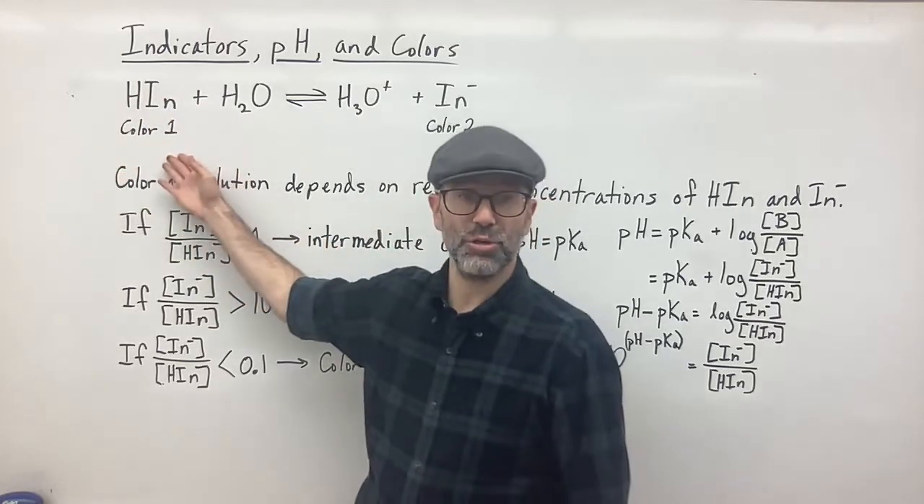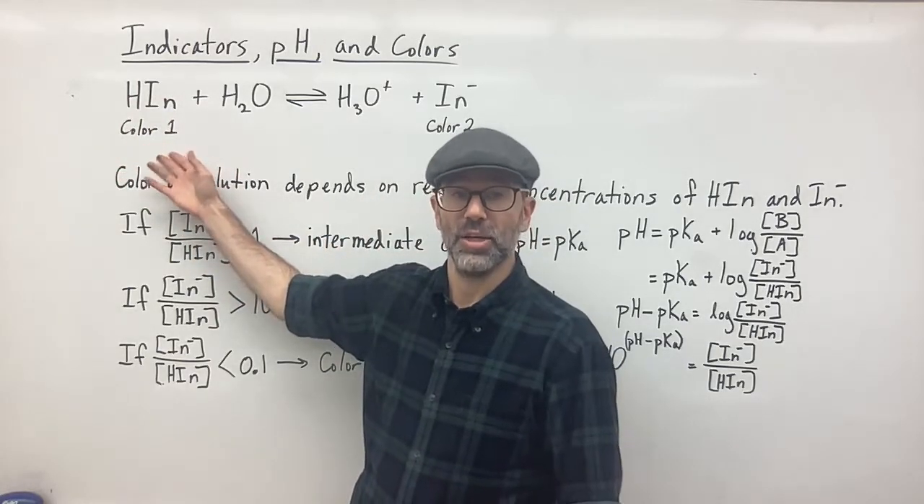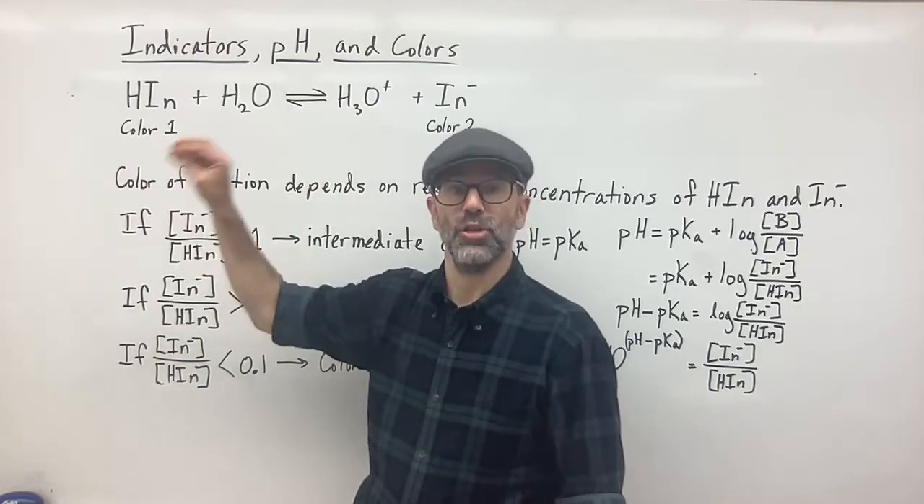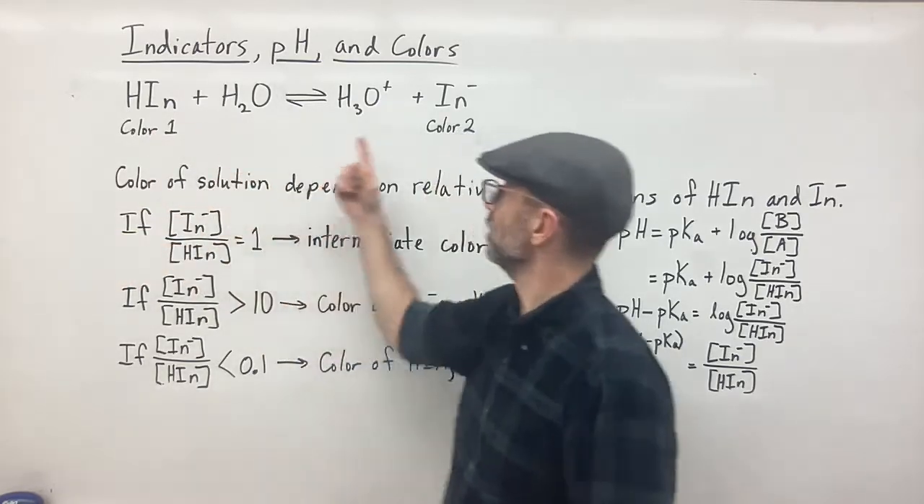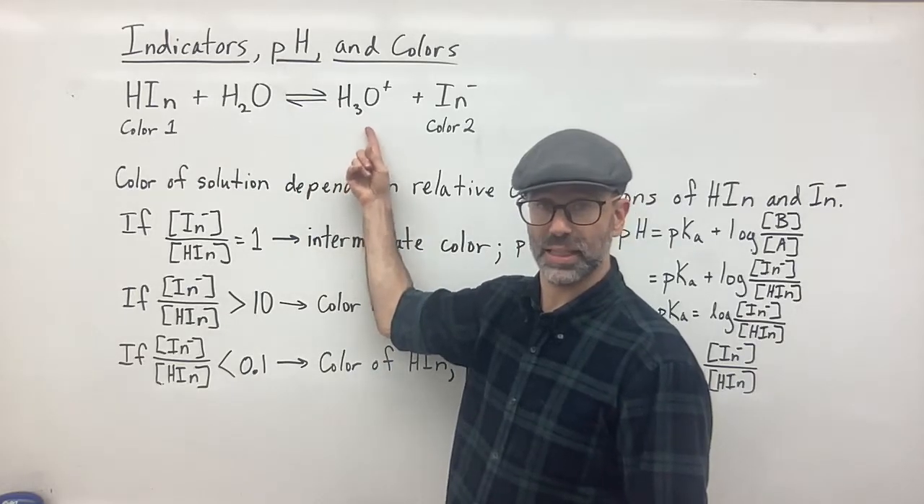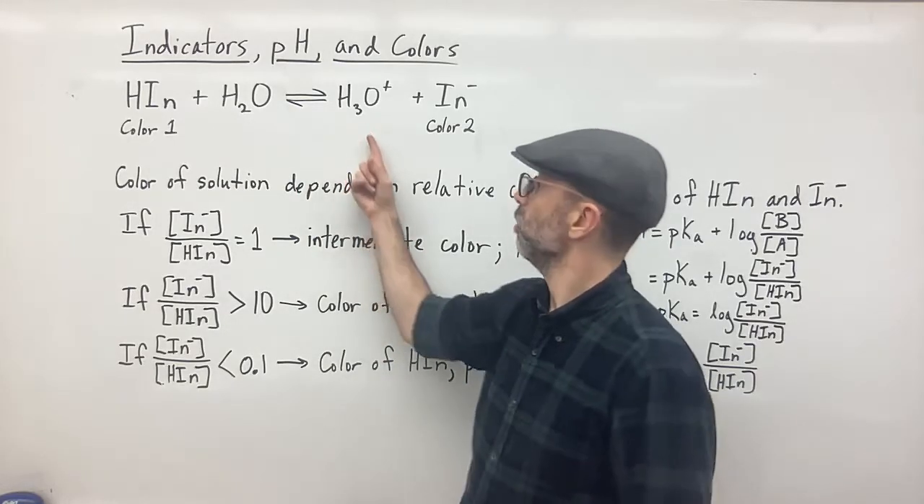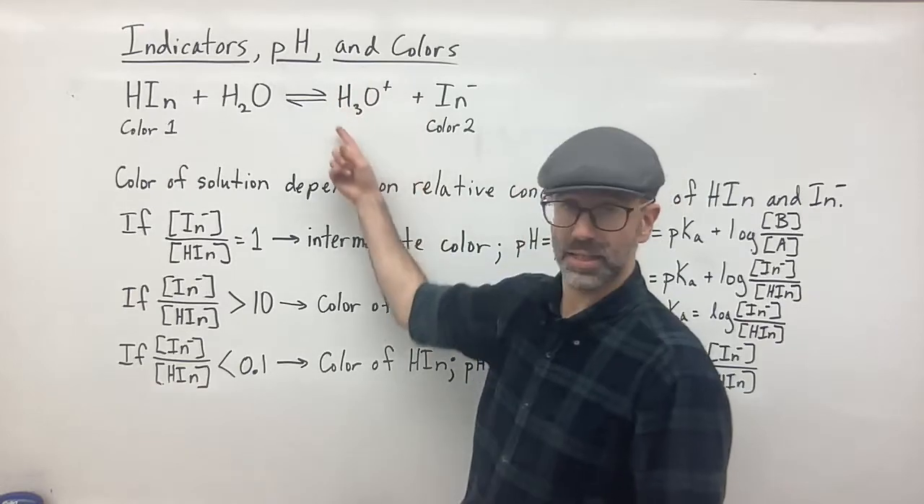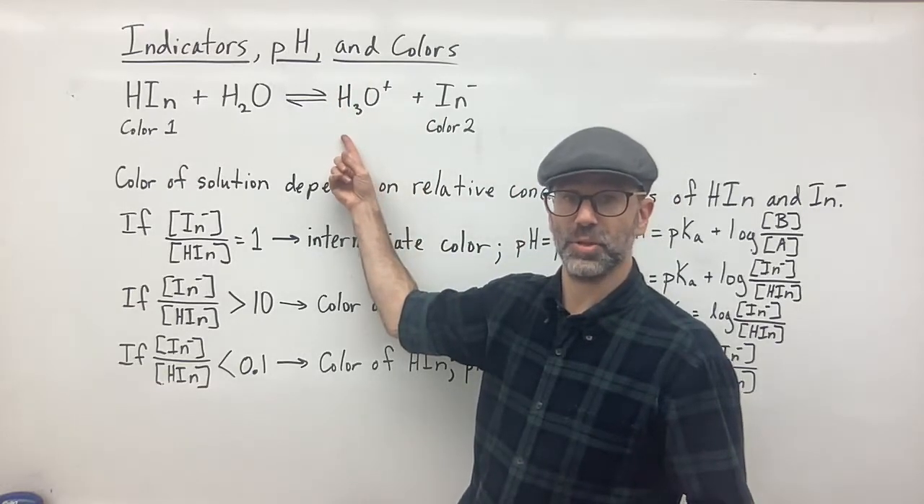So as you are doing your titration, you're adding base to the titration, you're neutralizing the acid, you're making this disappear. So you're decreasing this as you're adding base. Well, if you're decreasing this, what does Le Chatelier's principle tell us?